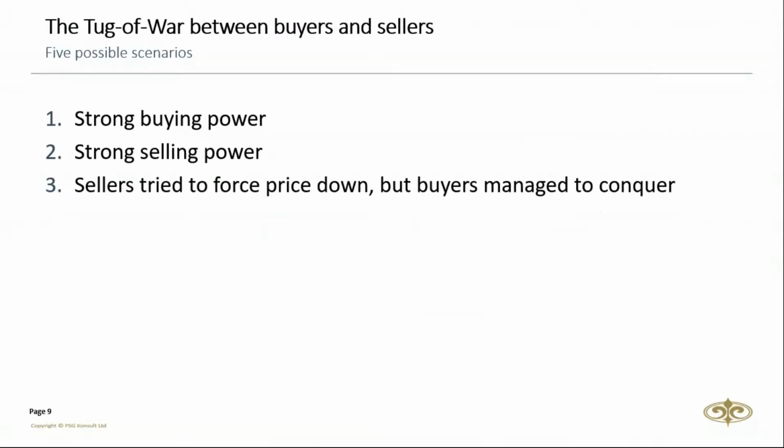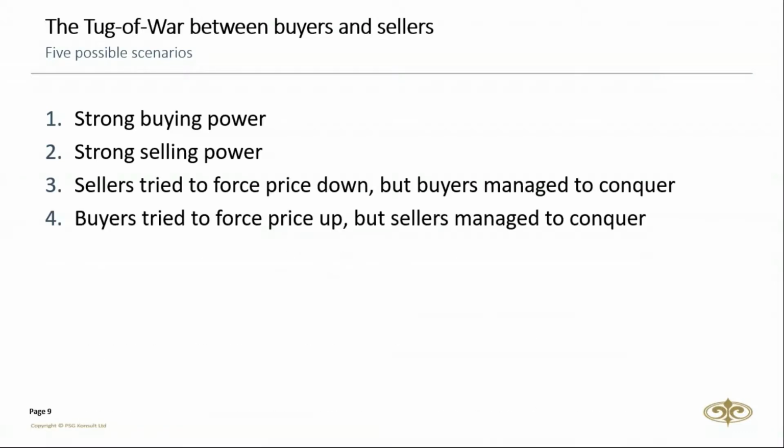Number three, sellers tried to force the price down, but buyers managed to conquer, and the price moved up. Alternatively, the buyers tried to force the price up, but sellers managed to conquer. So there's a little tug-of-war going on all the time. And then lastly, buyers and sellers have equal power.